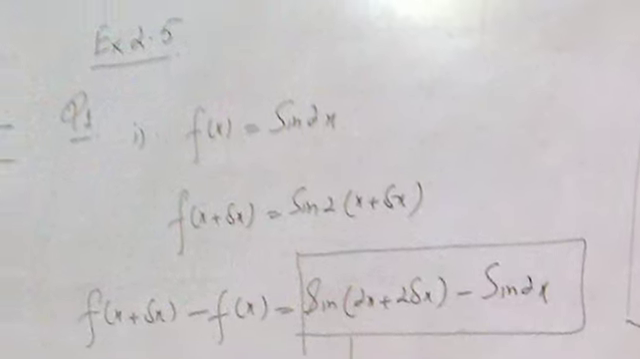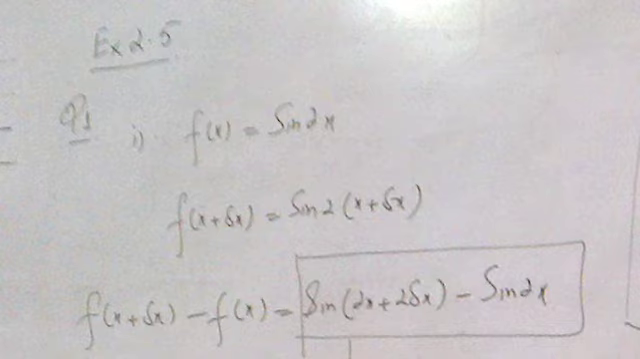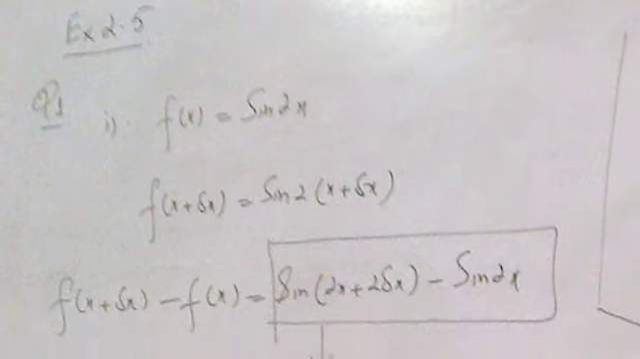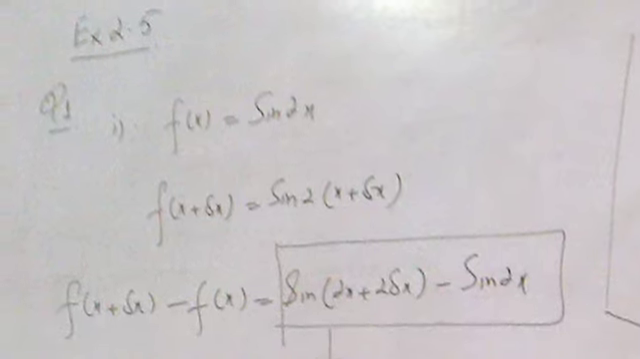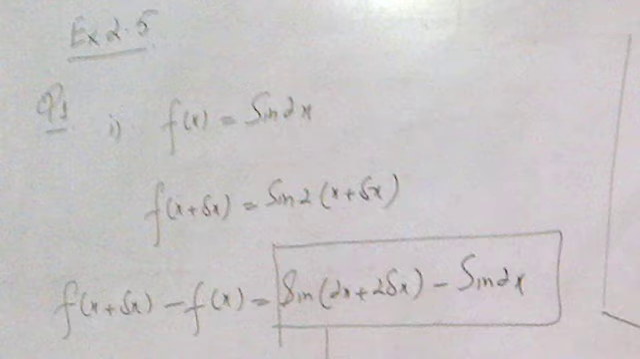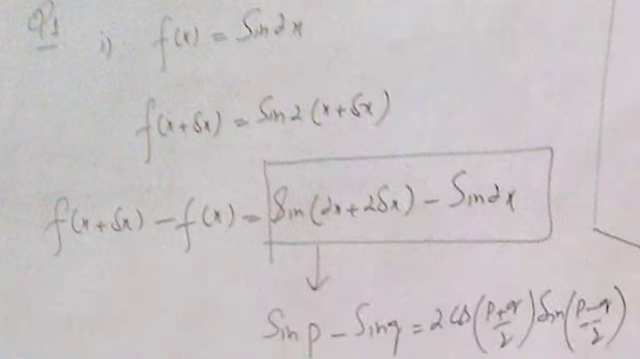Now we differentiate trigonometric functions by definition, the same process we did in exercise 2.1. Here we start to differentiate. First we replace x by x plus delta x, then we subtract these values.